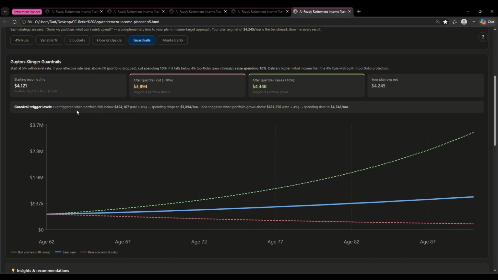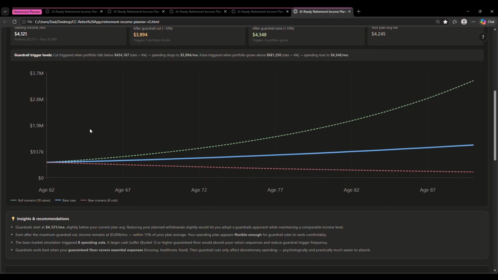This box shows the actual portfolio values that would trigger each guardrail. This is important. You can look at these numbers and ask, how likely is it that my portfolio falls that far? If your starting portfolio is 600,000 and the cut triggers at 417,000, that's a 30% drop. Significant, but not unusual in a bad market year.